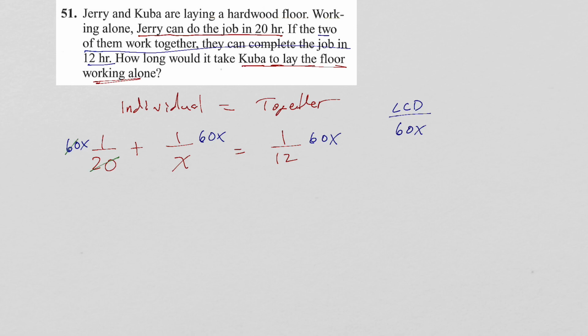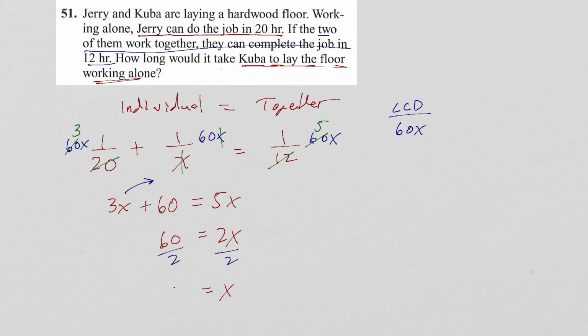20 goes into 60 3 times, so I have 3x here. Here the x's cancel, so I have plus 60. And here 12 goes into 60 5 times, and you get 5x here. I'll move the 3x to the right by subtracting it. 5x minus 3x is 2x. And I'll divide by 2, and we'll get x is equal to 30.